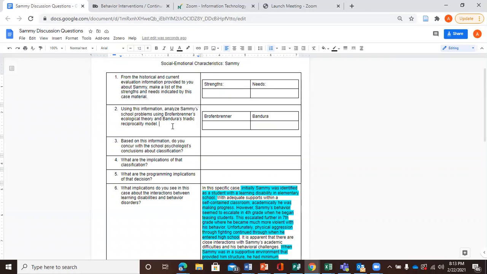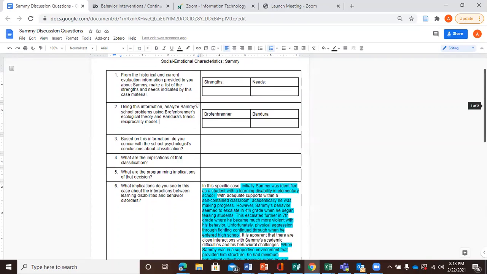For number 2, the structure is similar because this question is asking you to use the information from the case study and apply it specifically to 2 specific theories. So Bronfenbrenner's theory and Bandura's model. So again, you are applying the case study information specifically to both of these models.